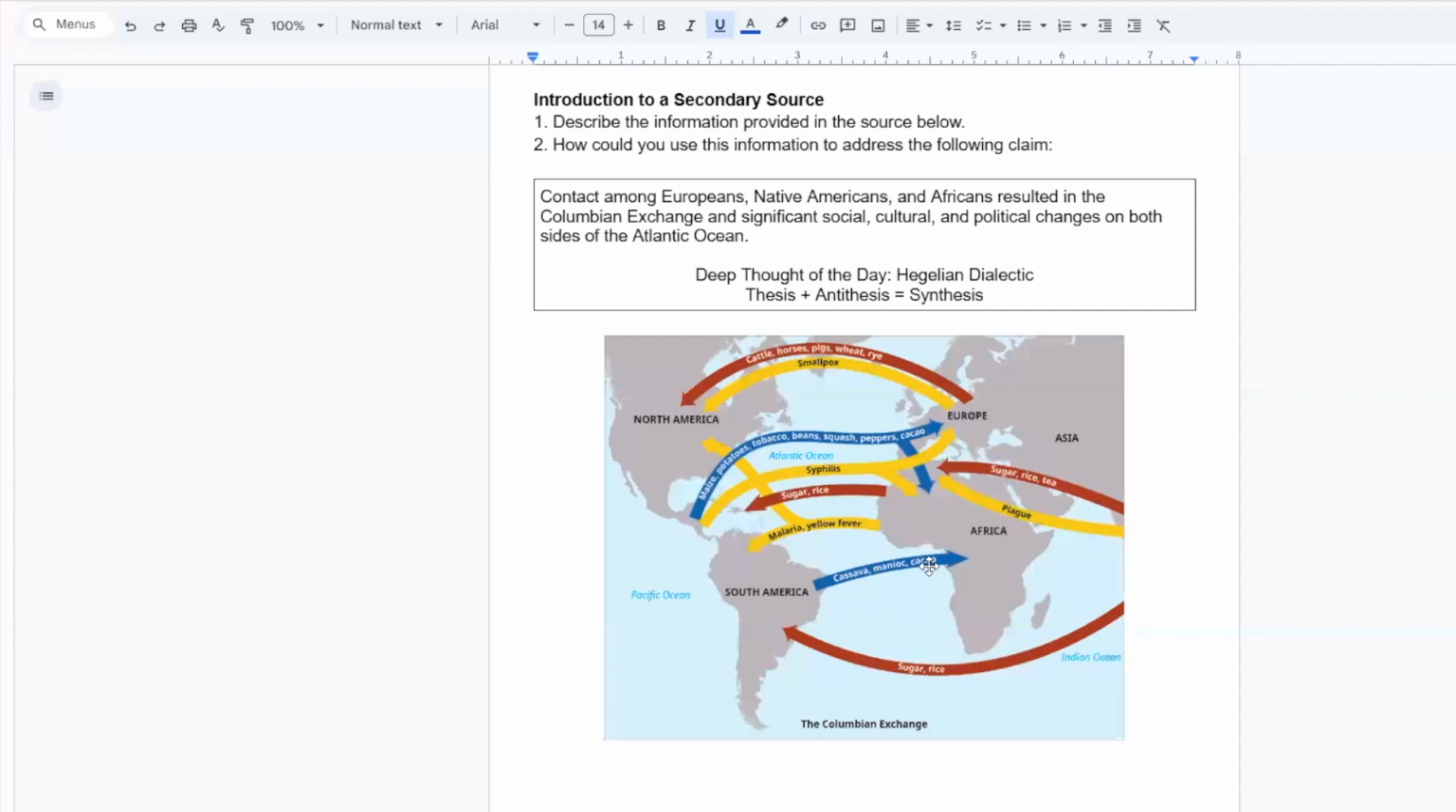And then how could you use this information that is in the secondary source that we see right here? How could you use this information to address the following claim? Contact among Europeans, Native Americans, and Africans resulted in the Columbian Exchange. Well, that works because look at the secondary source. What's the title of it?